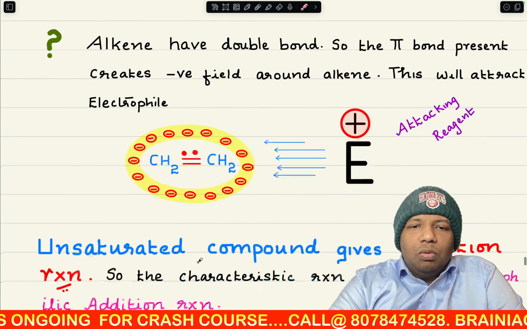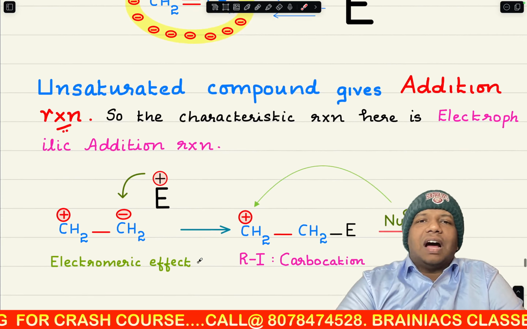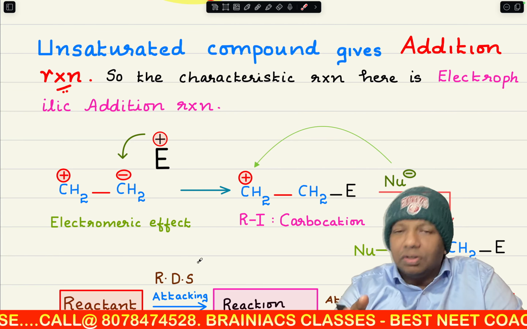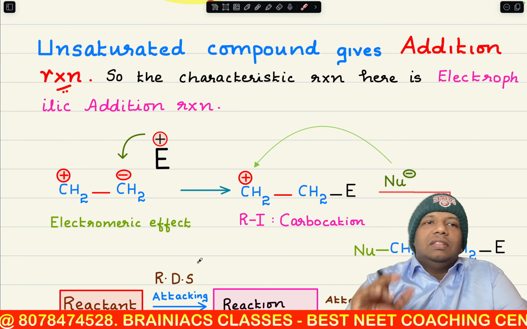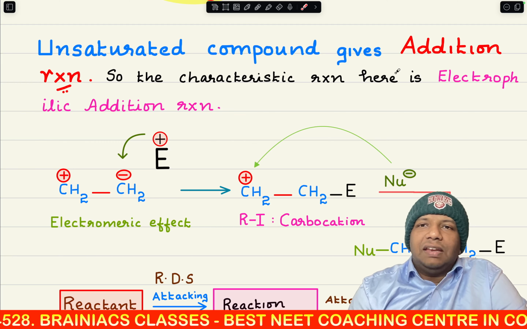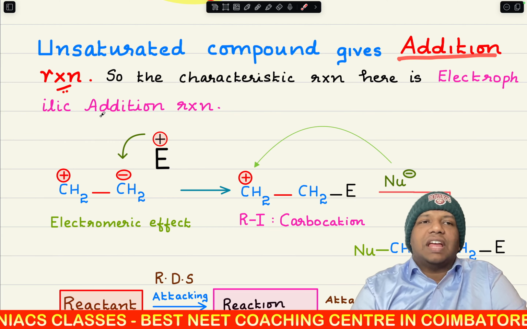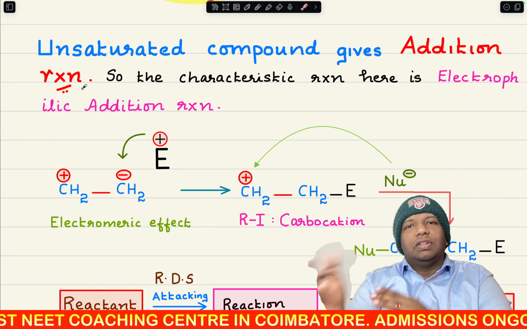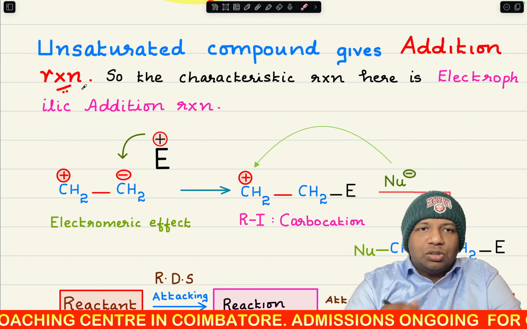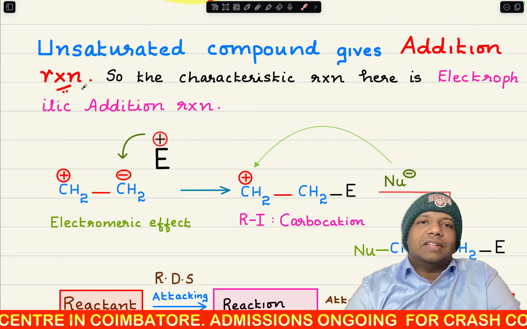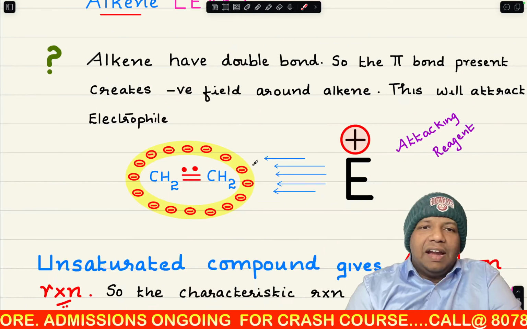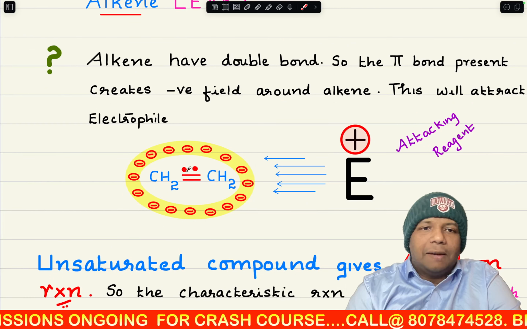Now we know that unsaturated compounds, those compounds which have a pi bond in them, usually, 95% of the time, give addition reactions. Addition means conversion of the pi bond to a single bond, or we can say an unsaturated compound gets converted to a saturated compound. Addition means adding anything to the existing pi bond.